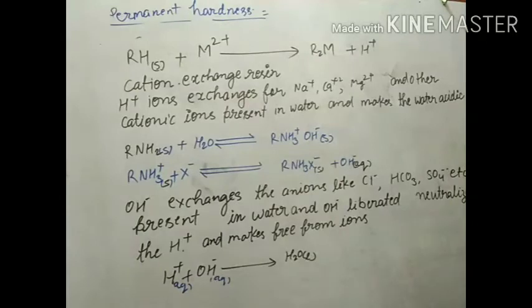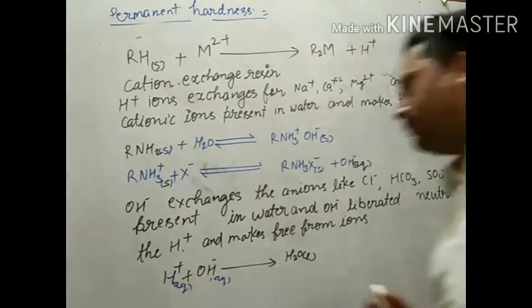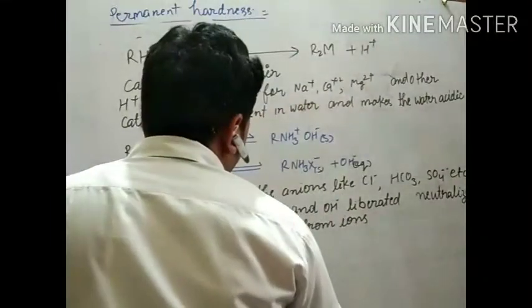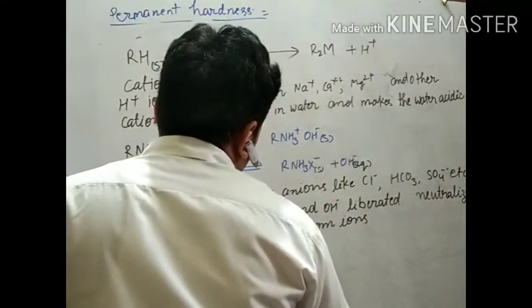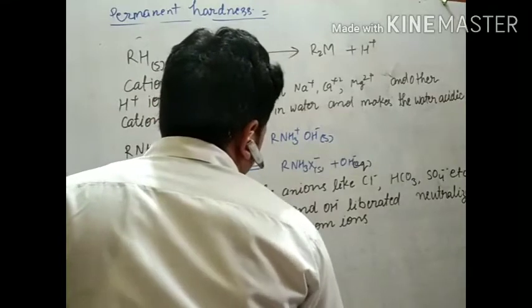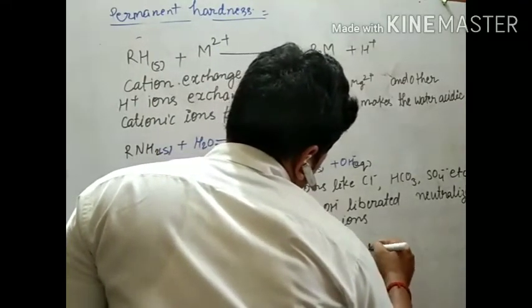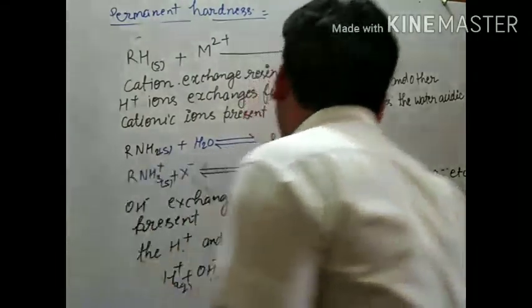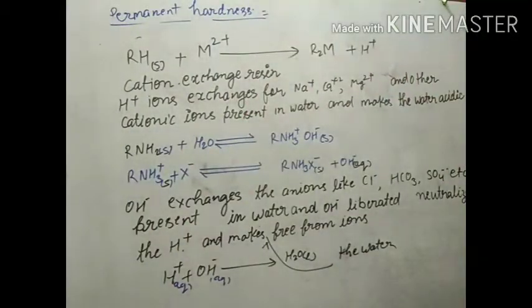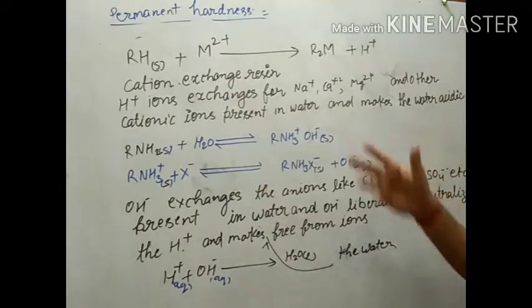And finally, the OH minus ion reacts with the H plus ion and makes the water free from ions. By this method, all the ions have been removed. All the ions removed.